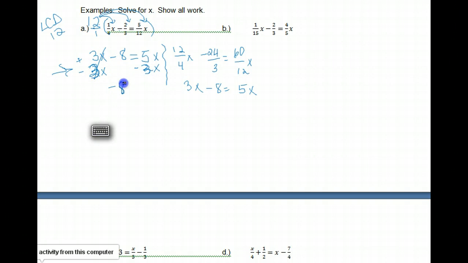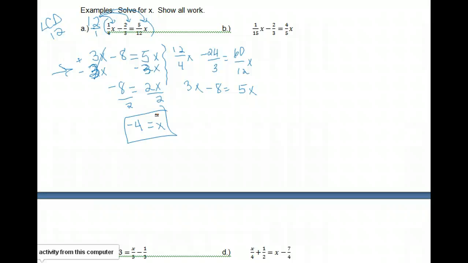So I have negative 8 equals 2x. And then we're going to divide both sides by 2. And negative 4 equals x. And there's our answer there. So we took an equation that looked really ugly, and all we did was eliminate those fractions using that LCD.